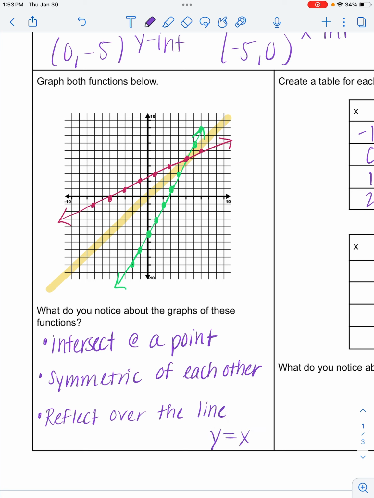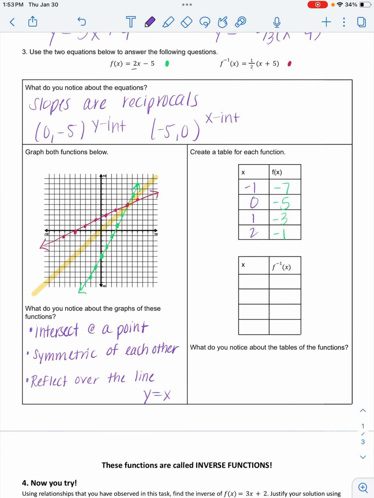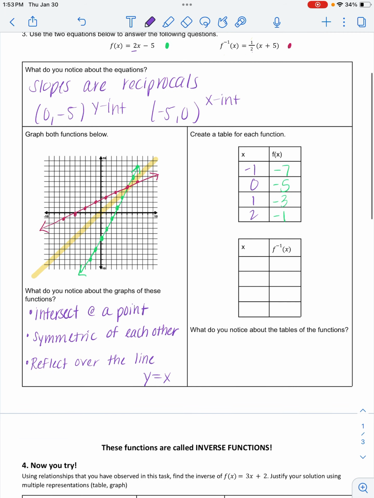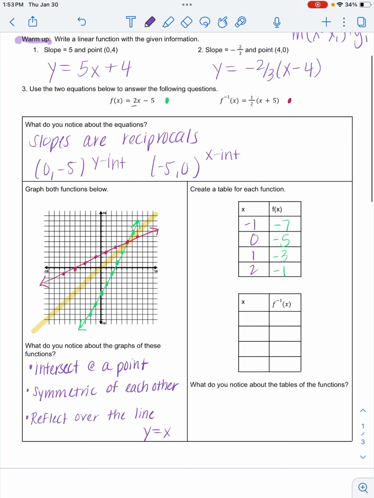So everything that we've noticed thus far is going to be the relationship between these 2 equations specifically, but also a specific type of relationship of any equation. And we'll get there in just a second. But the thing about the points is I did tell you to use -1, 0, 1, and 2 for the x values of f of x.